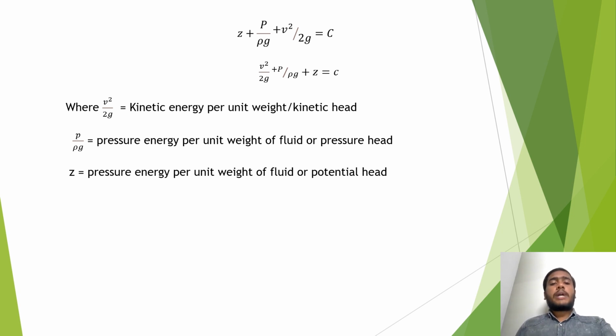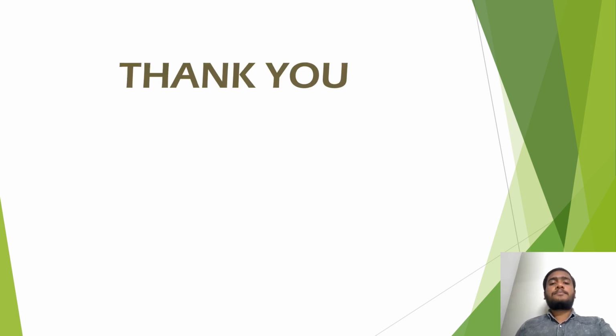V square by 2g is equal to kinetic energy per unit weight or kinetic head. P by rho g is equal to pressure energy per unit weight of fluid or pressure head. Z is equal to potential energy per unit weight of fluid or potential head.